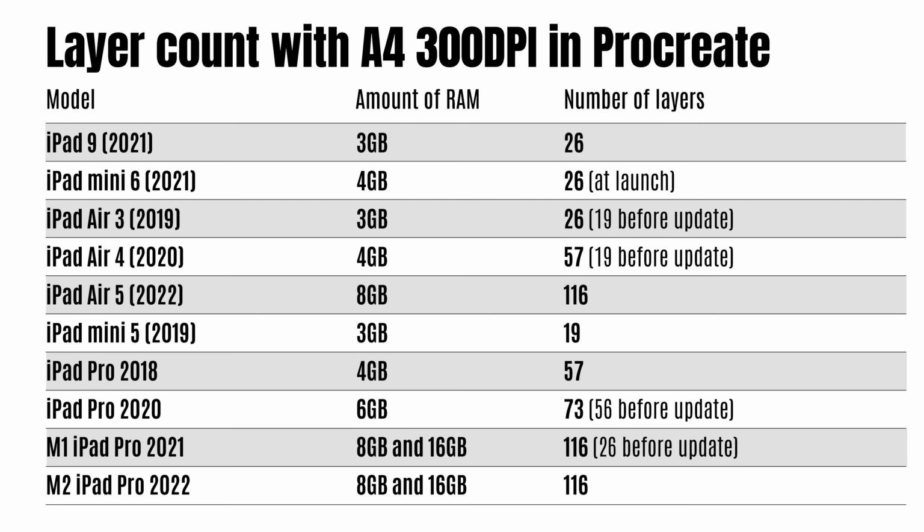The M2 iPad Pro can come with either 8 or 16 gigs of RAM, and these are the number of layers you can get with an A4 size canvas at 300 dpi with Procreate.